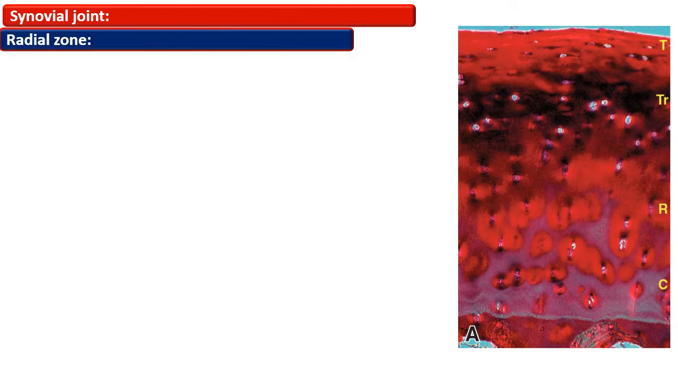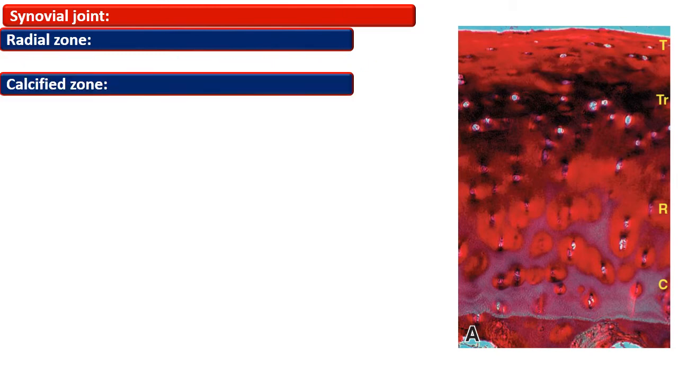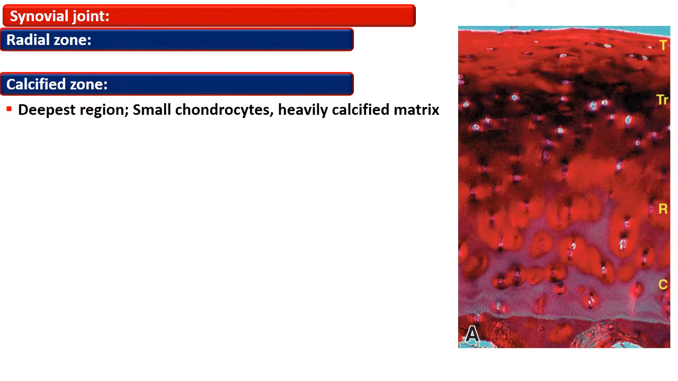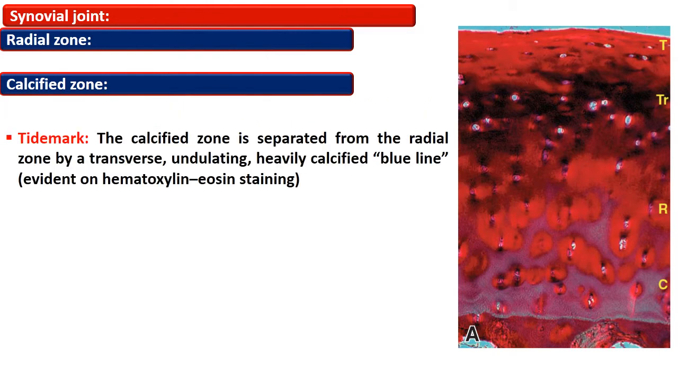The third zone is the radial zone. Here the chondrocytes are small and arranged in short columns, just like the epiphyseal plate. The collagen fibers here are large and lie perpendicular to the articular surface. Next is the calcified zone, and this is the deepest layer. Here the chondrocytes are small and a heavily calcified matrix is present in this layer.